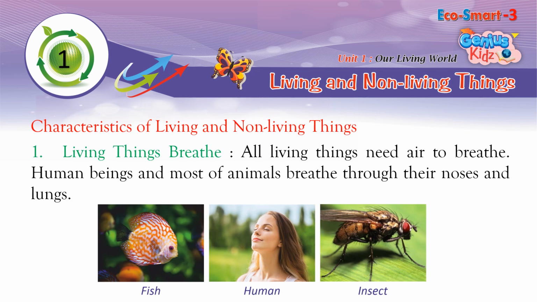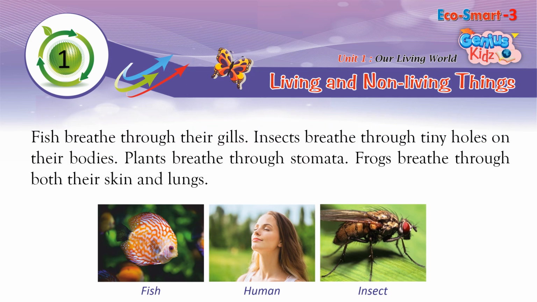Characteristics of living and non-living things. 1. Living things breathe. All living things need air to breathe. Human beings and most animals breathe through their noses and lungs. Fish breathe through their gills. Insects breathe through tiny holes on their bodies. Plants breathe through stomata. Frogs breathe through both their skin and lungs.